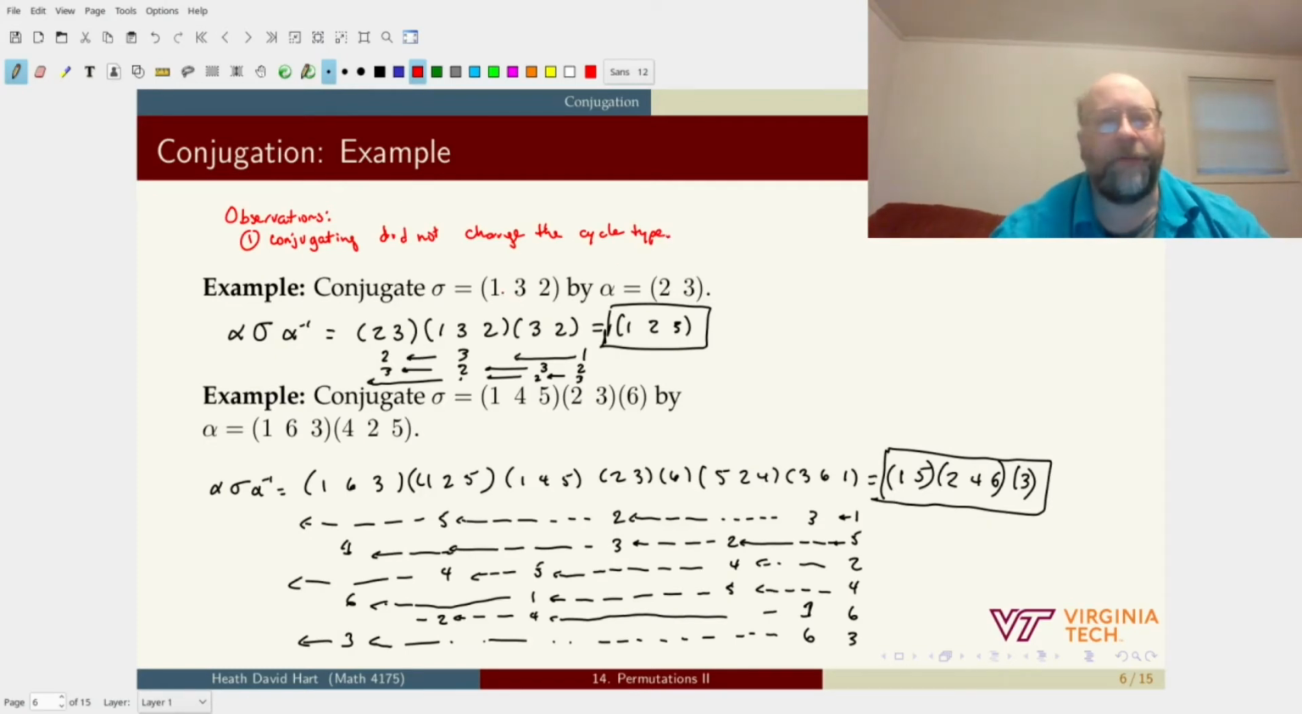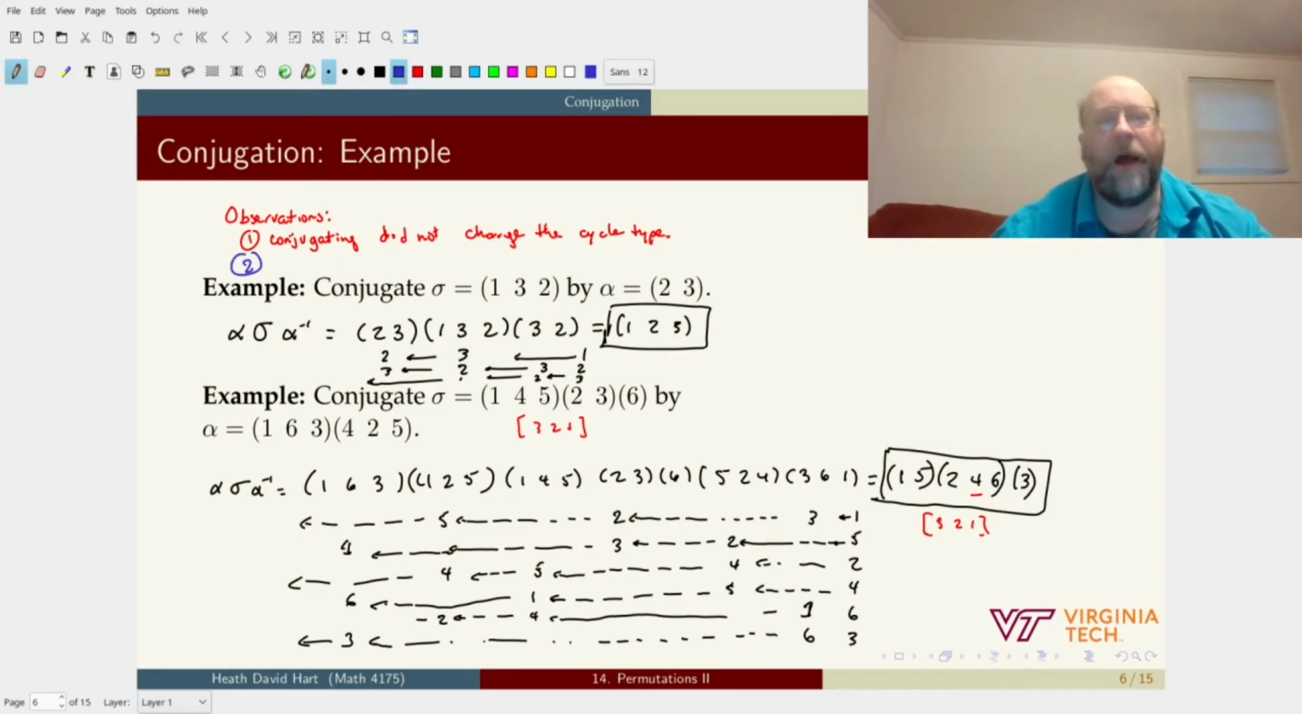This had a cycle type of 3. This is still a cycle type of 3. This has a cycle type of 3, 2, 1: cycle of 3, cycle of 2, cycle of 1. And this is also 3, 2, 1. Remember, we always put these in descending order, even if we don't have them written that order. So conjugating doesn't affect the cycle type of a permutation. That's one of the observations: if we're working with a conjugation, the cycle type won't change.